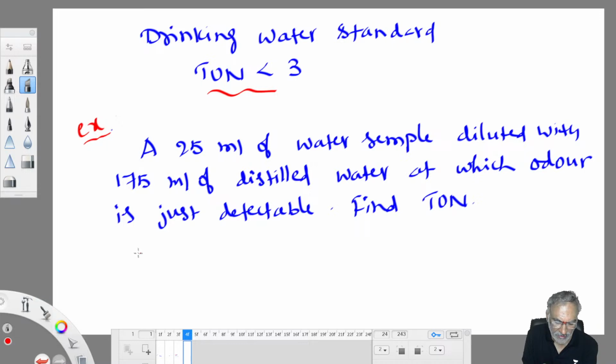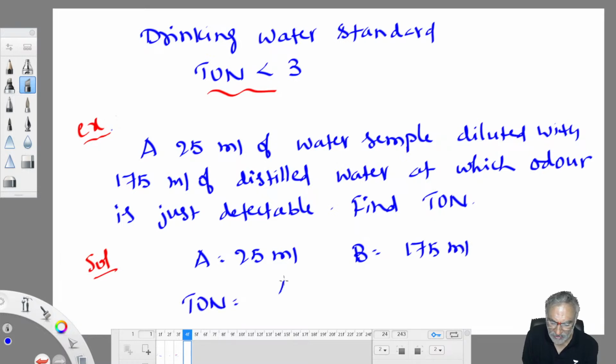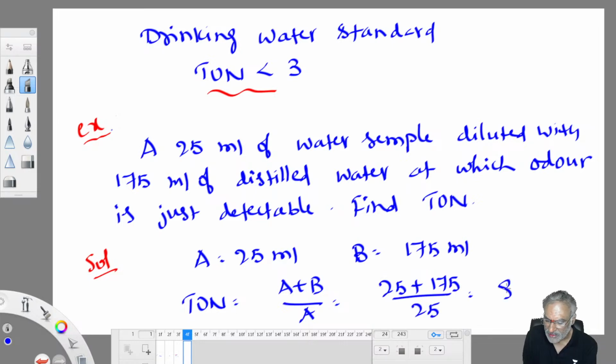Now we can work out what is given to you. Water sample is 25 ml, that is A. A is equal to 25 ml. Distilled water is how much diluted? 175 ml is diluted. Therefore, threshold odor number is equal to A plus B by A. So 25 plus 175 by 25, so it is 8. Understood? That is how we can work out.